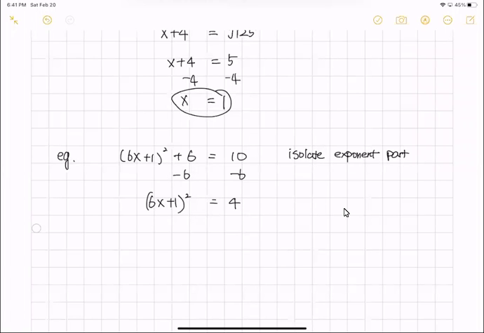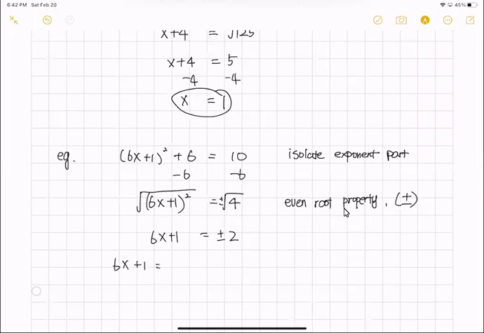And then what? It's an even root property, so that our solution has a positive and negative sign. So I have 6x + 1 = positive or negative 2. And then we need to write it separately: 6x + 1 = 2, or 6x + 1 = -2.